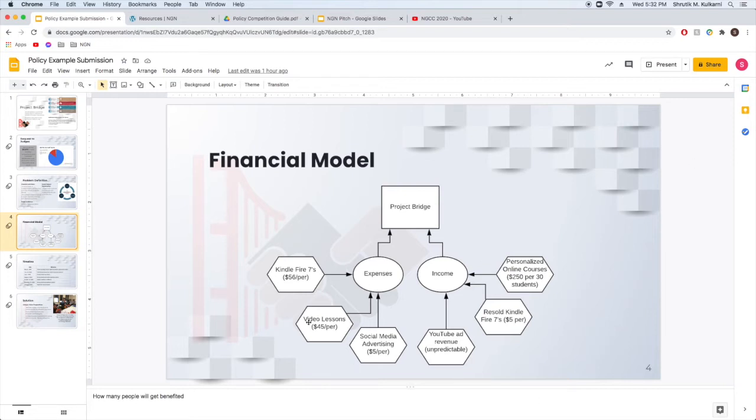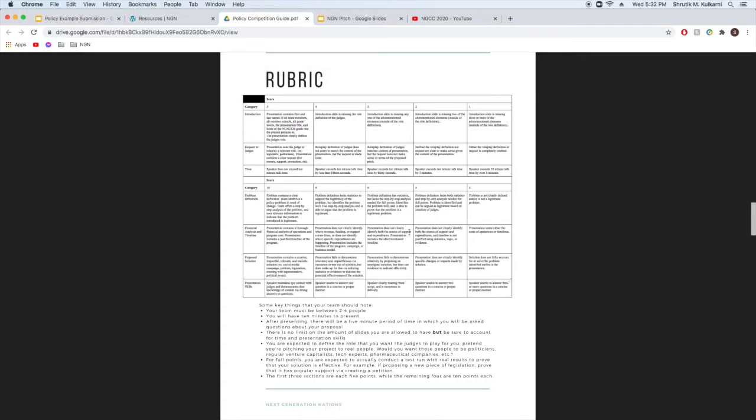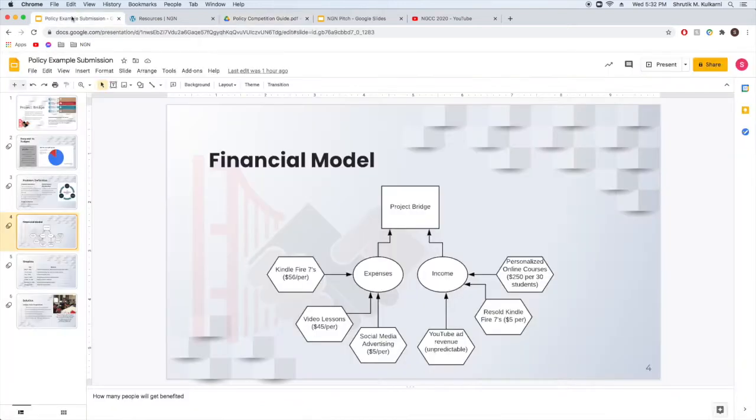So this is the sort of submission that you're going to want to propose to the investors, right? You want to show where you're getting your money and where the money's coming from. So, once again, the competition guide goes into this in much more detail, but it is important that you recognize what a basic financial analysis looks like.